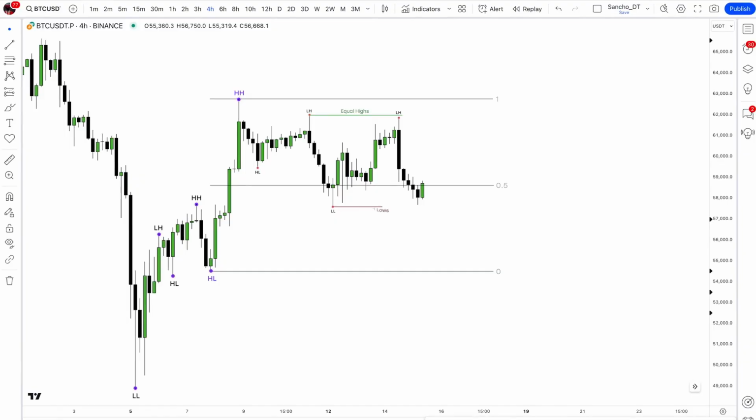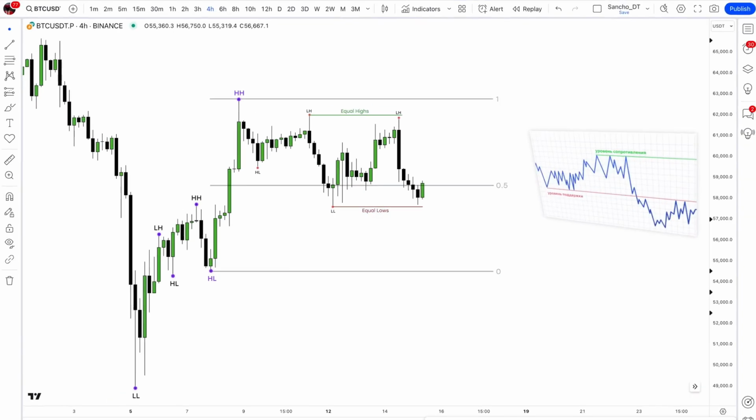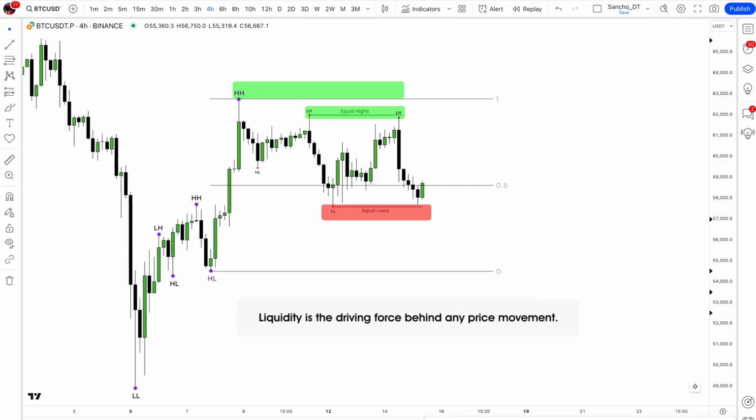Next, it's necessary to highlight key price levels. In our example, these are equal highs and lows. Such levels are artificially created to attract money from less informed traders to the market. These funds are then used by smart money to achieve their goals. From the perspective of smart money, such levels are not just support and resistance from technical analysis, but zones of critical liquidity concentration that will inevitably be breached. Liquidity is the driving force of any market movement. The market moves cyclically, transitioning from one liquidity zone to another, creating patterns observed across all markets and timeframes.